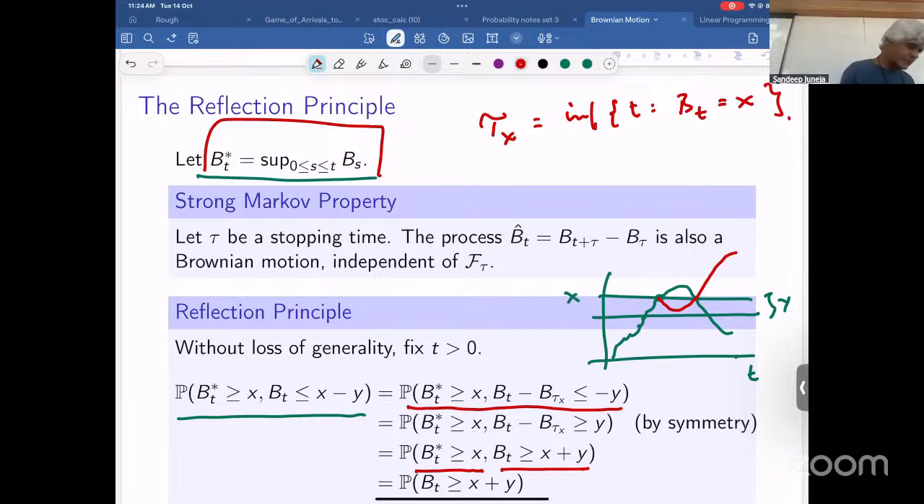Okay, so now I'm reflecting this right here. This is the interesting part. This quantity right here, less than or equal to minus y, because it's independent of whatever has happened so far. So this requires some intuitive leaps. This is not being rigorously shown. So B_t minus B_tau_x less than or equal to minus y is the same as B_t minus B_tau_x greater than or equal to y, right? In particular, these two joint probabilities are equal.